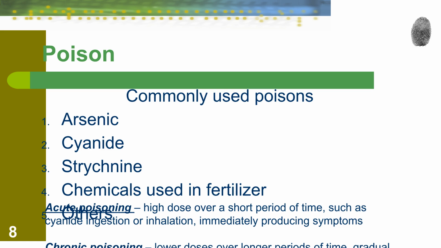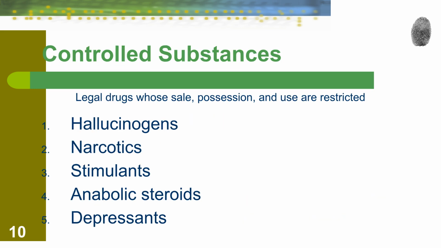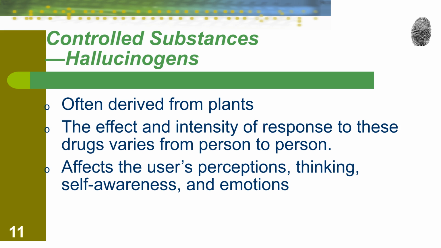Acute poisoning involves a high dose over a short time, while chronic poisoning involves lower doses over longer periods. Poisoning accounts for less than half of 1% of homicides, but accidental drug overdoses are much more common. Drug offenders make up a large percentage of the federal and state prison populations. Controlled substances are legal drugs whose sale, possession, and use are restricted. They fall into 5 categories: hallucinogens, narcotics, stimulants, anabolic steroids, and depressants.